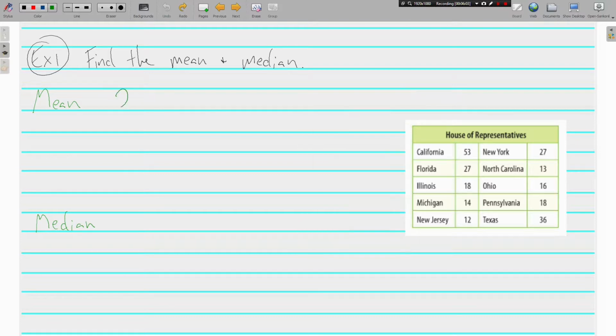Gives us 234 divided by, looks like there's 10 different states in our data, which is going to give us an average of 23.4.